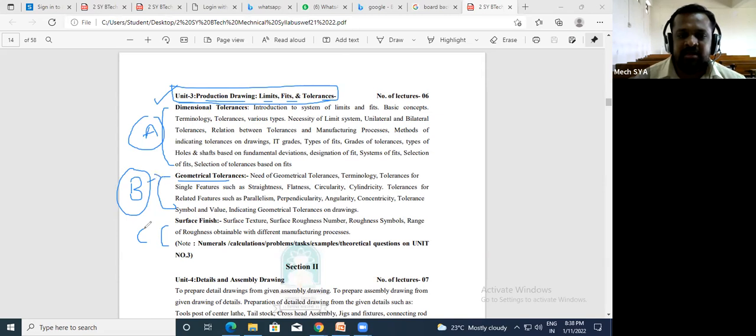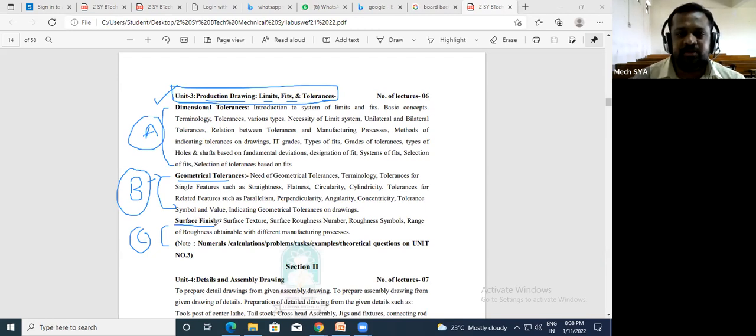Then the last part of the chapter is surface finish. Again it is a very simple topic. In this portion we are going to learn the basic symbols used for surface roughness, what the surface roughness grades are, and what the value is for a particular surface roughness grade. So this is our unit number 3, production drawing, limit, fit and tolerances.